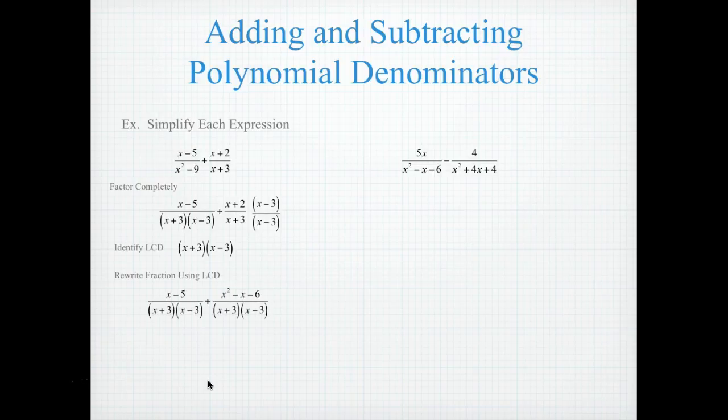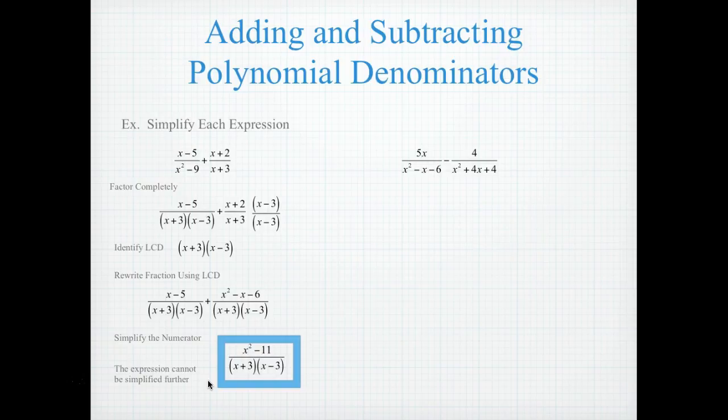Doing so in the numerator gives me x squared minus x minus 6, so we distribute the numerator, but we leave the denominator in prime factored form. Once I've rewritten the fractions using the least common denominator, now I can combine the numerators and simplify. So it's going to give me x squared minus 11. I can't factor x squared minus 11, so it's not going to be able to cancel with anything in the denominator. So x squared minus 11 over the product of x plus 3 times x minus 3 is my answer.